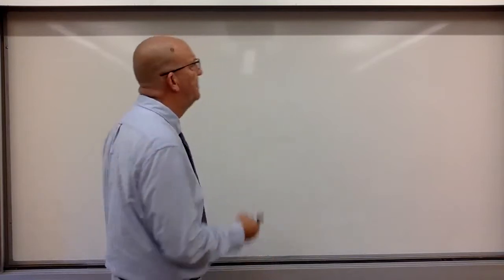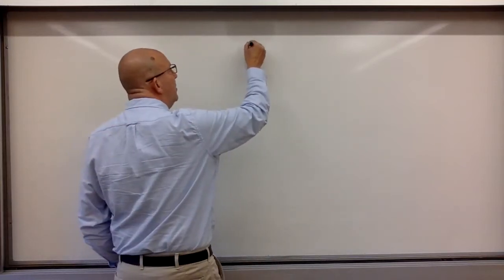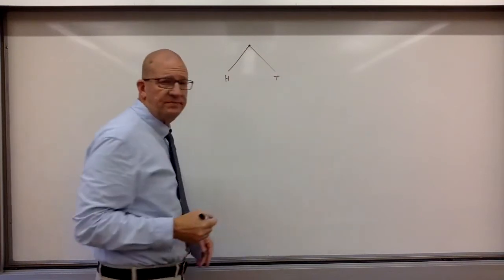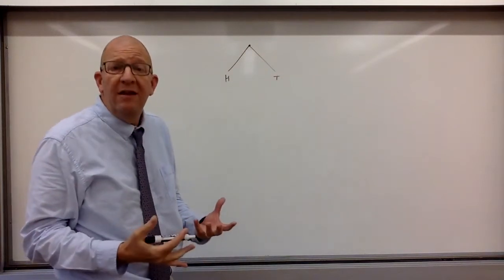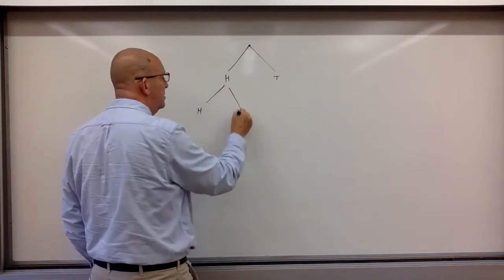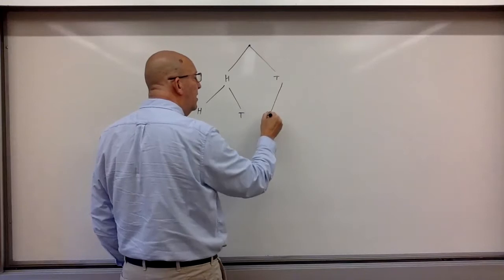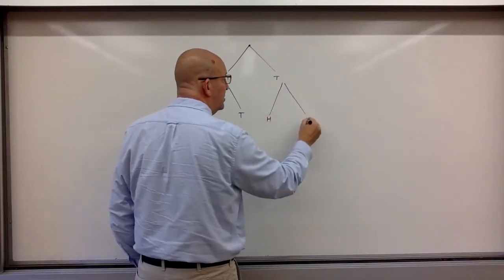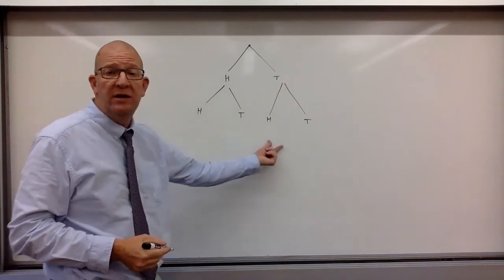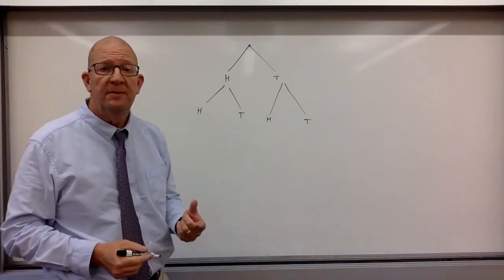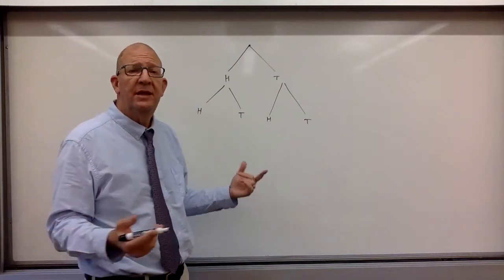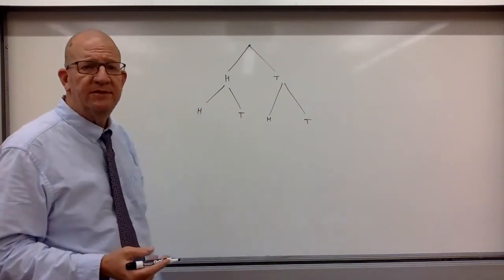Let's take a look. So let's say we flip a coin. We have two outcomes, heads or tails. If we then flip that coin again, we could go heads or tails. And from here, heads or tails. And then if I flipped it again, I would have two more outcomes for each of those. 2 times 2 times 2, right? The 8 outcomes. But let's just look at two coin flips.